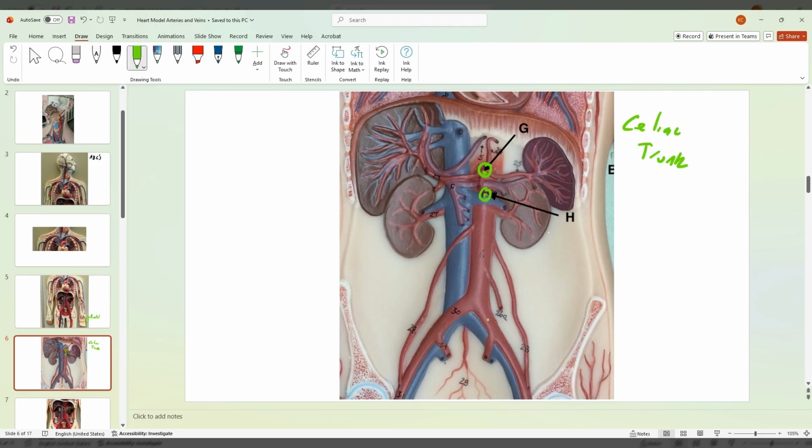So let's try this again. This is the common iliac artery, common iliac vein. Let's just do the veins to be straight there. That's going to be the internal iliac vein. This is the external iliac vein. Okay, same thing on the other side. Internal iliac vein, external iliac vein, common iliac vein.